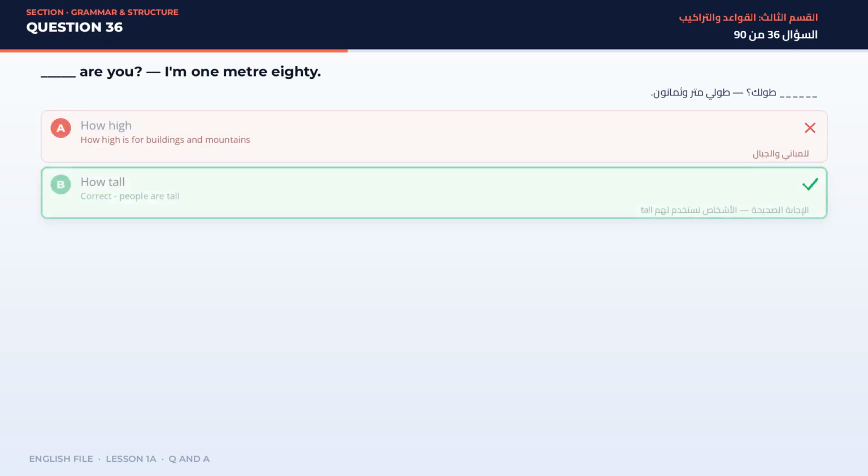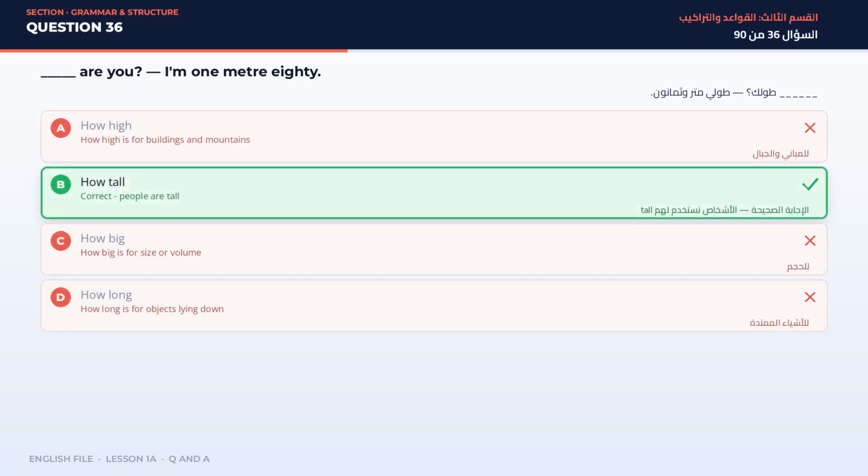How tall? People are tall. Not A. How high is for buildings. C. How big is for size. D. How long is for objects lying down.